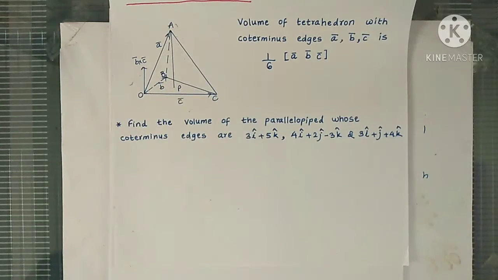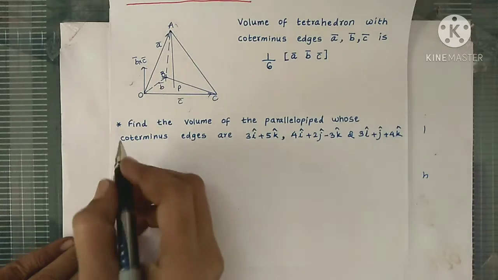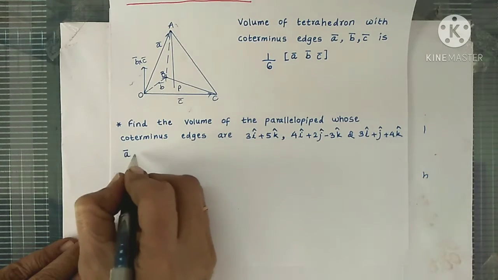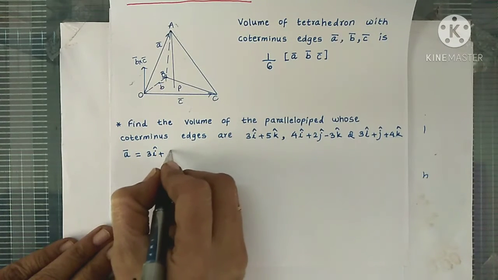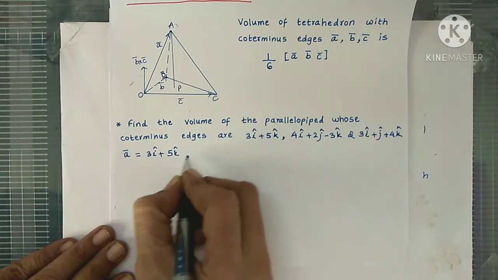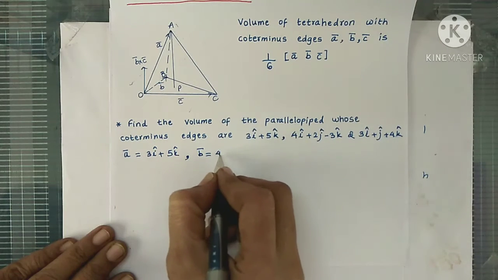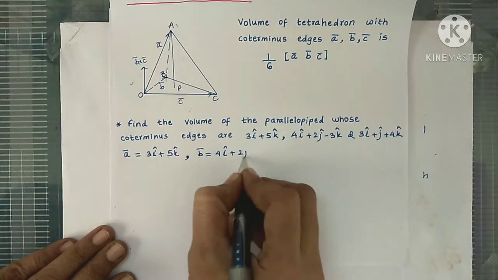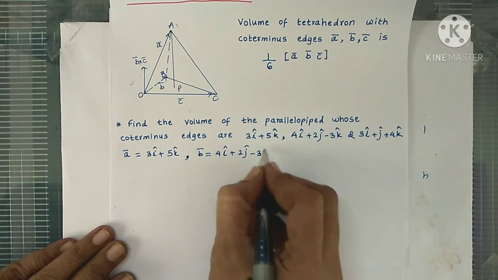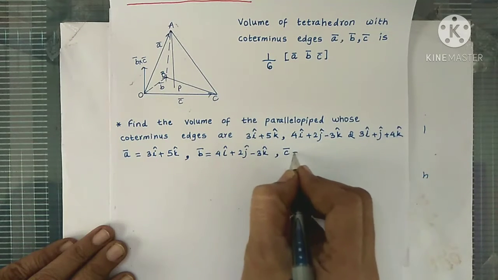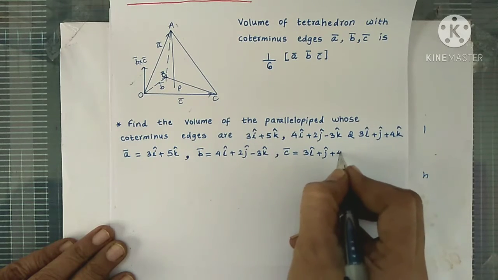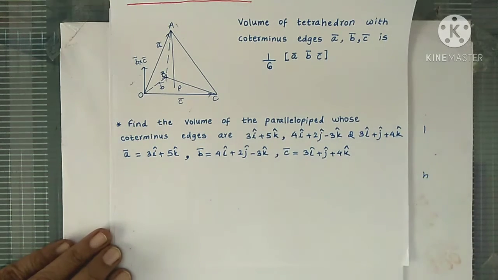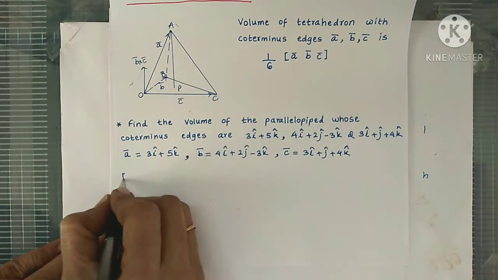The question given is: find the volume of the parallelepiped whose coterminous edges are given. So let's take those coterminous edges as a bar, b bar and c bar. Let a bar equal 3i cap plus 5k cap, then b bar equals 4i cap plus 2j cap minus 3k cap, and c bar equals 3i cap plus j cap plus 4k cap. First let's find out the scalar triple product and then we will write the volume.